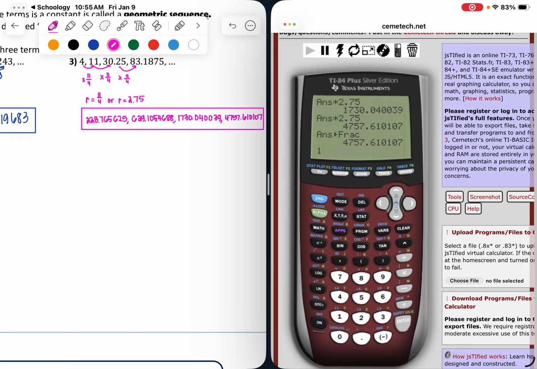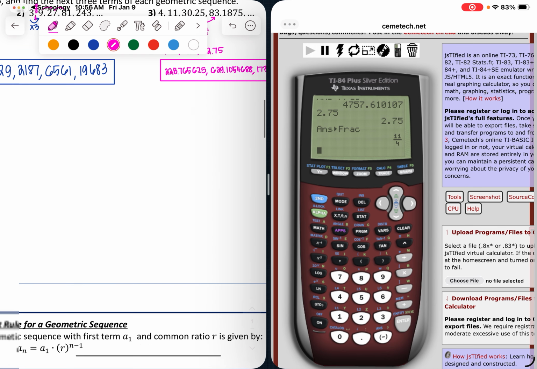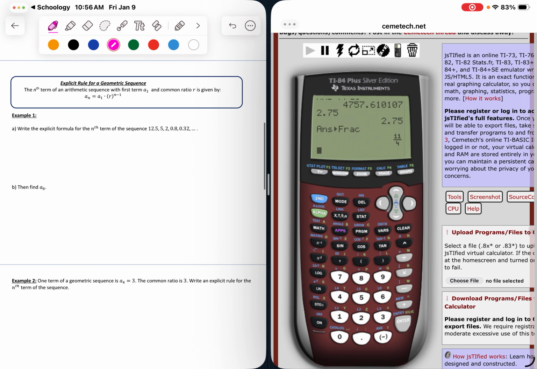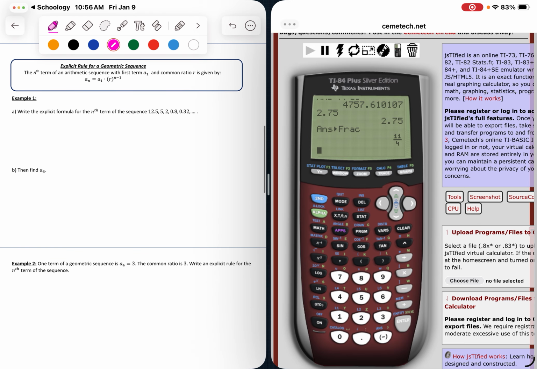But for example, if I had 2.75 and I want to turn that into a fraction, I hit math, and it'll tell me it's 11/4. Okay, that was a long explanation for the easiest part of this whole lesson. All right, so that was time consuming. The rest of these aren't very time consuming.